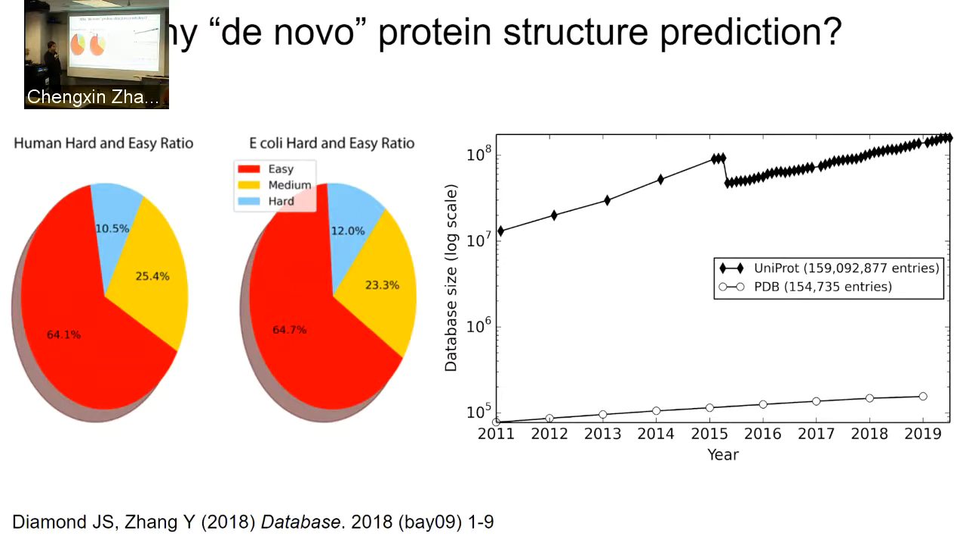So these are the two most well-studied organisms. I once studied a strange virus called Pandora virus, which has around 3,000 genes. 90% of the proteome cannot be modeled by template-based modeling. This is similar to most of the organisms, most of the bacteria or other microbes in the world.